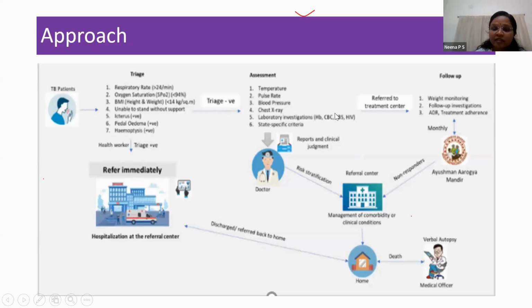And if he's fit to be managed on an OP basis, he can be followed up at the Ayushman Arogya Mandir or the PHC with the usual follow-up. But if at any point in time he is not responding, or he is coming into the higher risk group, he has to be referred to the concerned higher facility and managed accordingly. So this is the differentiated TB care approach, which has to be updated every 2 weeks in Ni-kshay as well.